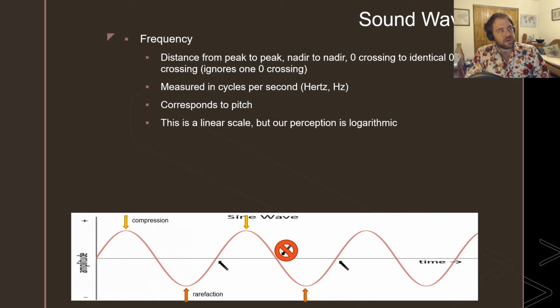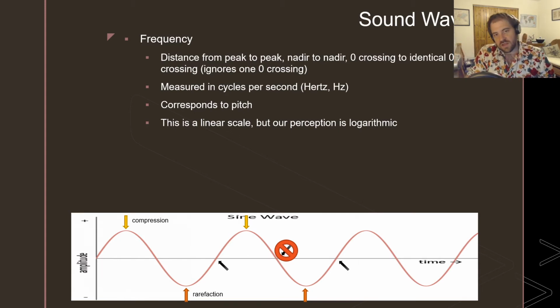If you're a musician, you'll know this. You probably know this already. But concert A is 440 hertz, which means there's 440 cycles of a wave per second. Well, what's the next A? Do you know the frequency of the next A? It's 880. So there is 440 hertz between both of those A's.